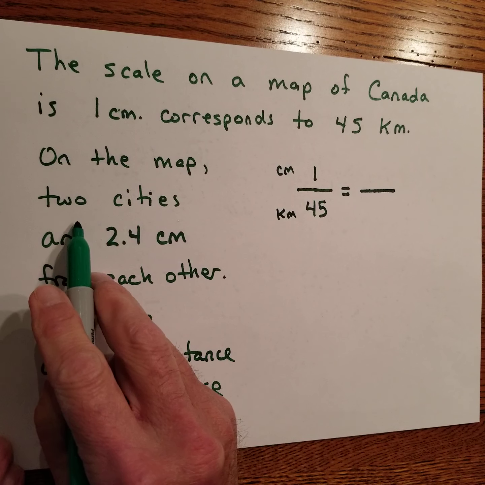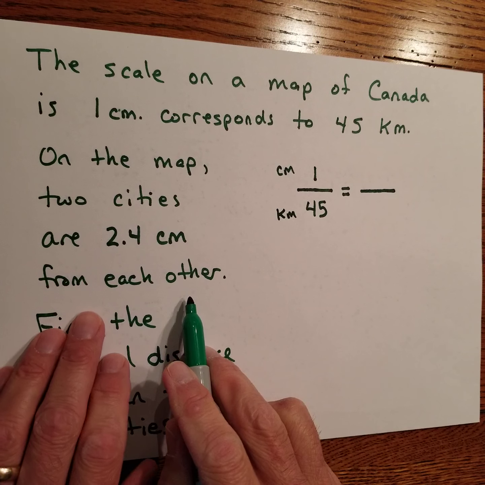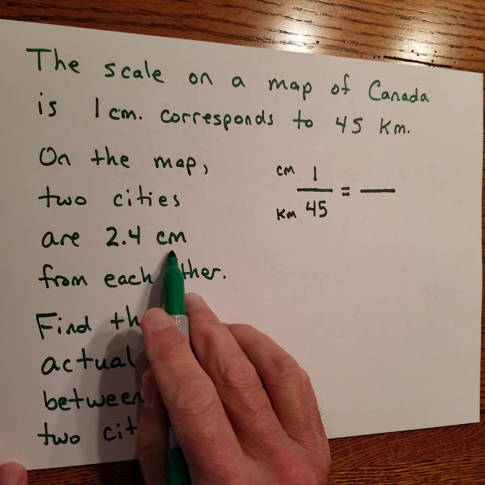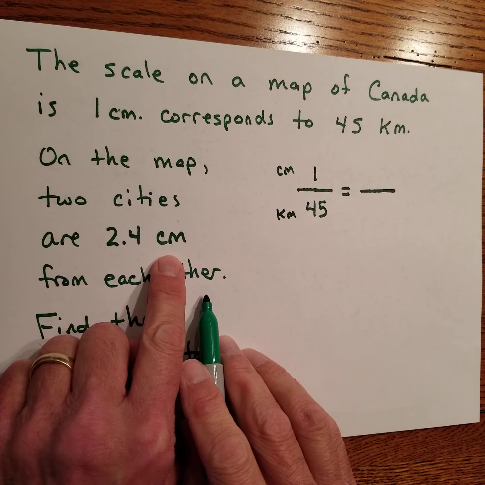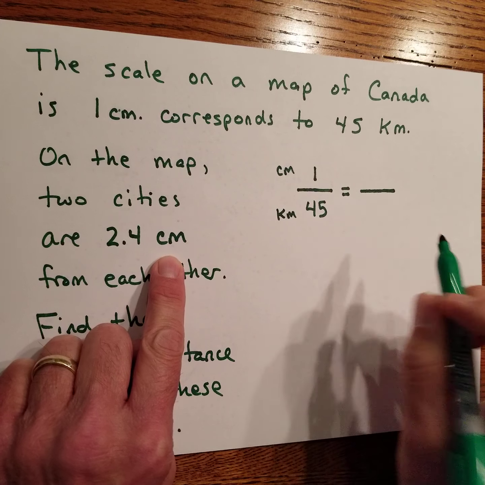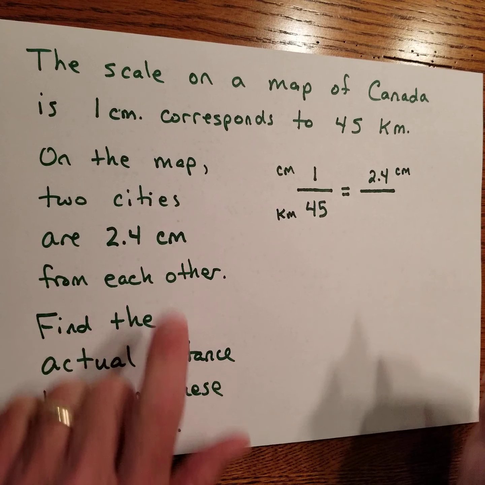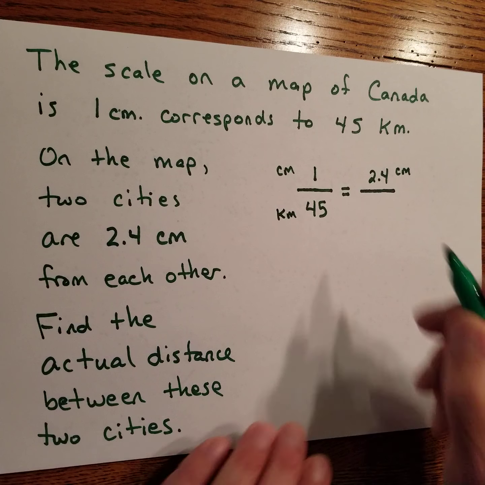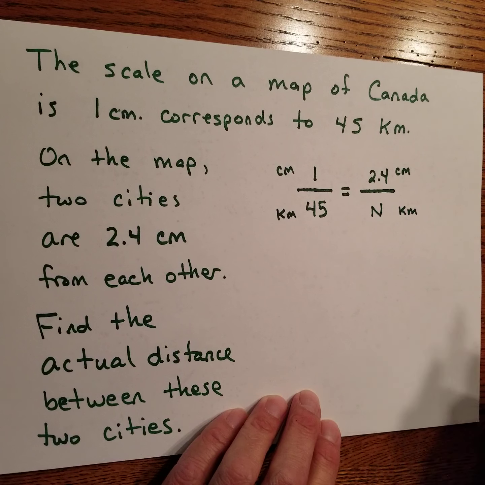On the map, two cities are 2.4 centimeters from each other. Centimeters. I have centimeters in the top of my proportion. The 2.4 is centimeters. That should go on the top. Final question. Find the actual distance between these two cities. The actual distance, and we'll give it in kilometers.